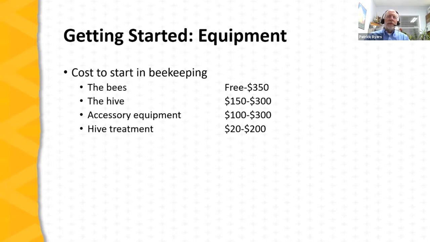But here are some rough thoughts on what it might cost to get started in beekeeping. Well, the bees, it could be free if you can capture a swarm, or up to $350 if you buy a complete hive. The hive itself, $150 to $300. Accessory equipment, your bee suits, your gloves, your veil, your tools, that's going to be somewhere between $100 to $300. And then hive treatment. We'll talk about varroa here, but you need to plan on managing some of the problems that can strike bees, and that includes varroa mite. And hive treatment, anywhere from $20 to $200. So again, as I mentioned in the second slide of our time together, there is a cost to getting started in beekeeping.